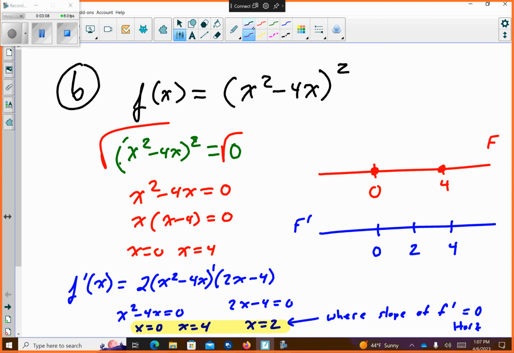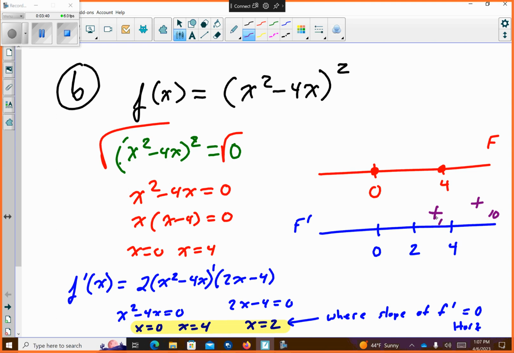There's a couple ways. Another way we could look at this is to plug in the value of 10 into the original equation, which gives me 10 squared, that's 100, 100 minus 40, and then 60 squared. So this gives a positive value. Let's pick a value like 1, which is in between the 0 and the 4. So I get 1 squared minus 4, which is negative 3. Negative 3 squared is 9. So it gives me a positive answer here.